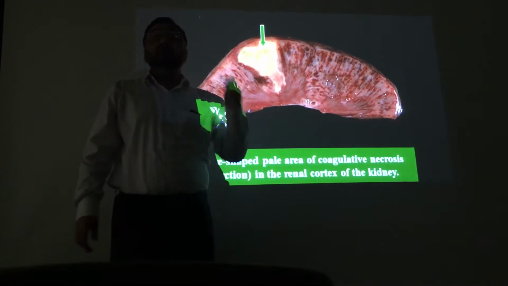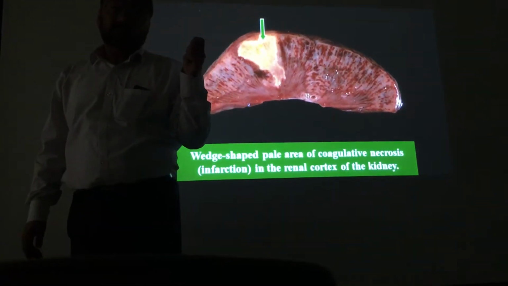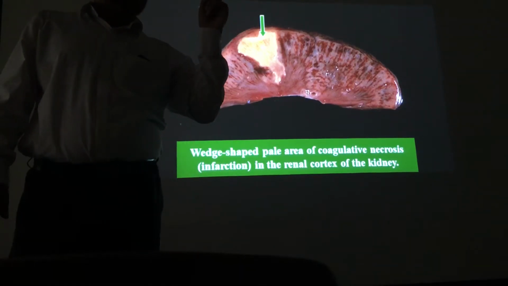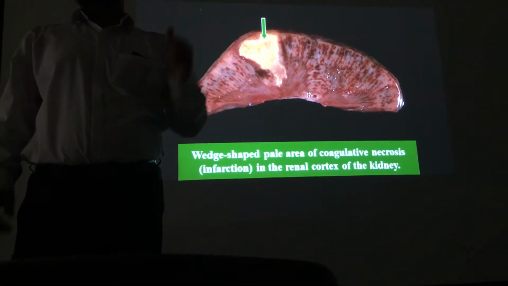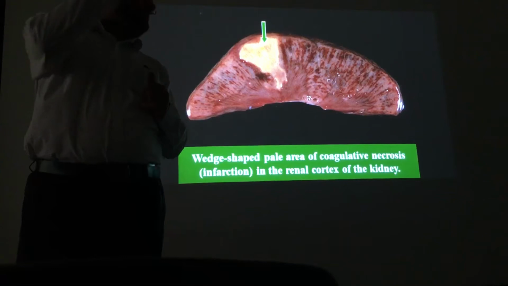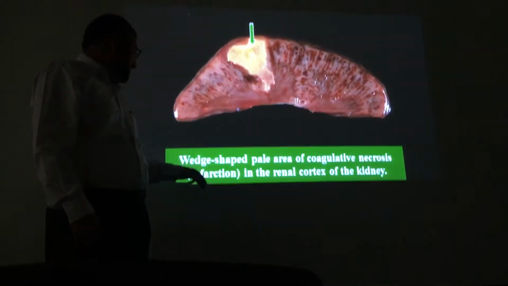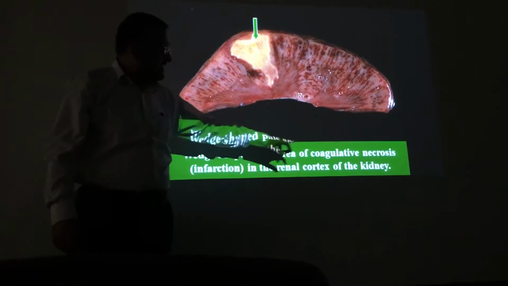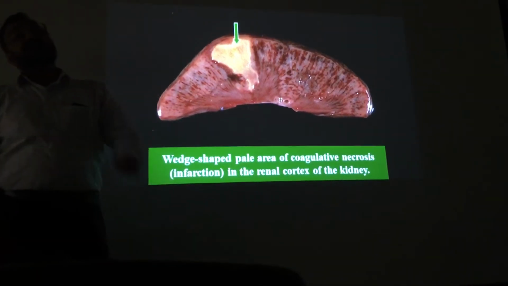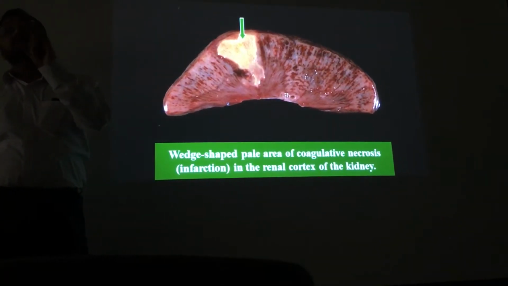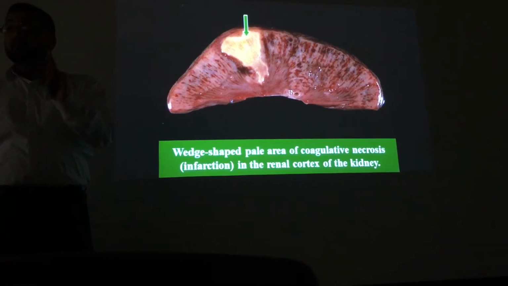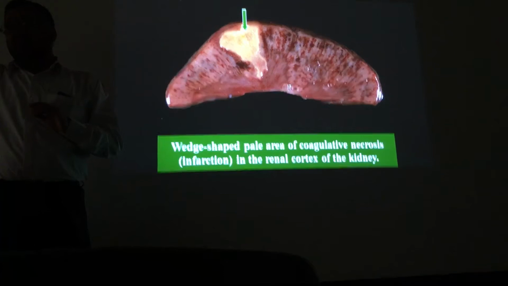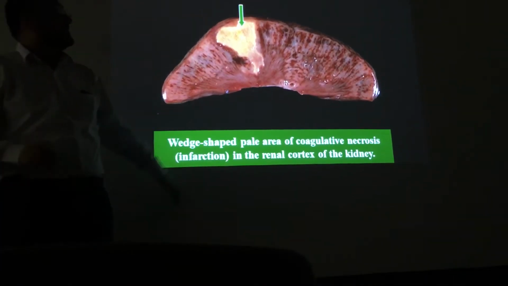Pale infarct, what is the most likely cause of pale infarct? Less blood supply, very good. So reduced blood flow. Ischemia. Ischemia means any blockage. So this wedge shaped pale area, meaning white area, is a coagulative necrosis, and coagulative necrosis is always because of ischemia, except in the brain. Leave the brain, but all other parts this is usually because.